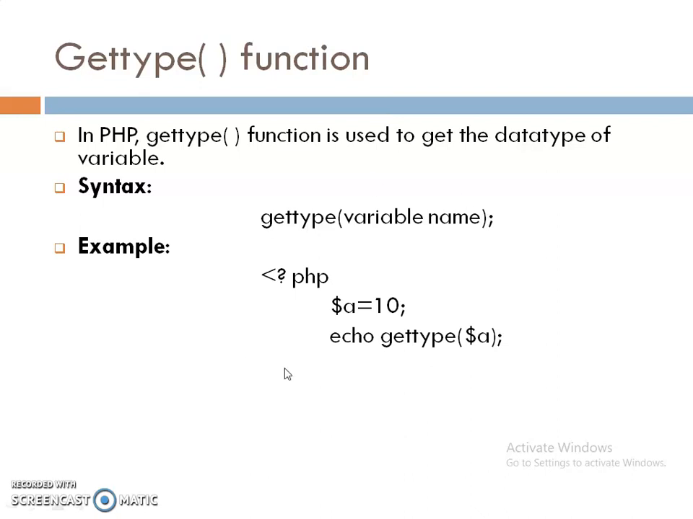Now we are going to print the data type of $a. So we are using the echo function for that, and gettype($a) will return the data type of the $a variable. So echo gettype($a). It will return the data type of the variable. Now complete your script, and the output is integer.